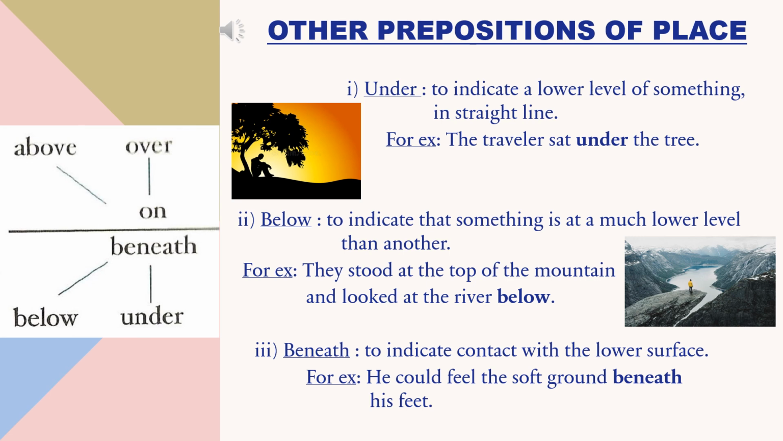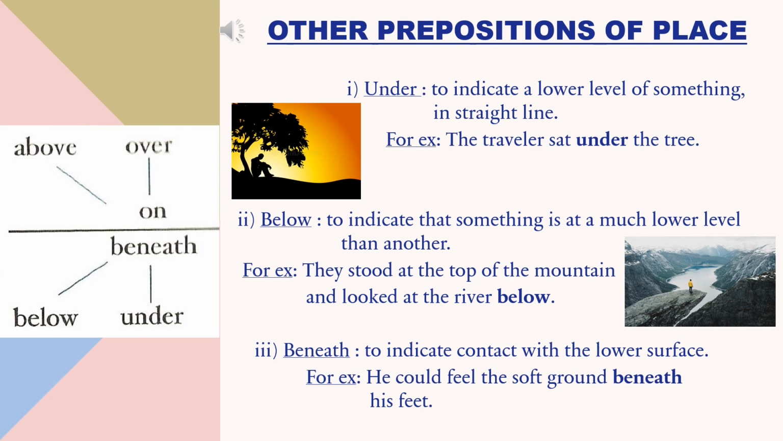Next we have the preposition below. It is used to indicate something which is at a much lower level than another. For example, they stood at the top of the mountain and looked at the river below. You can see in the image as well that the river is at a very low level compared to the mountain. So when something is at an extremely lower level, we use the word below.